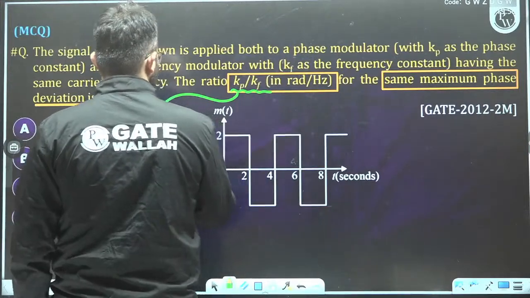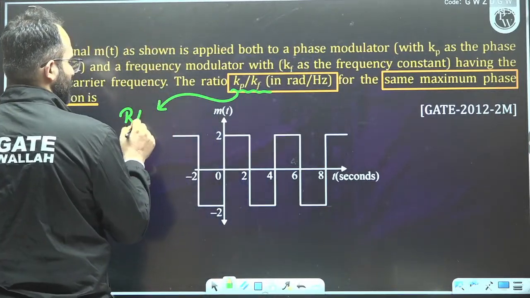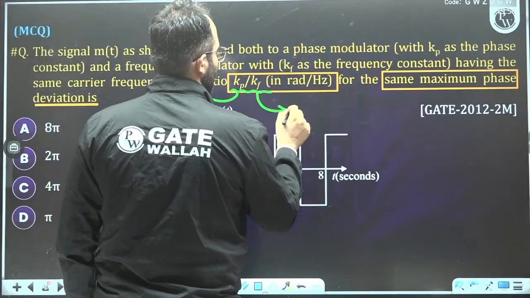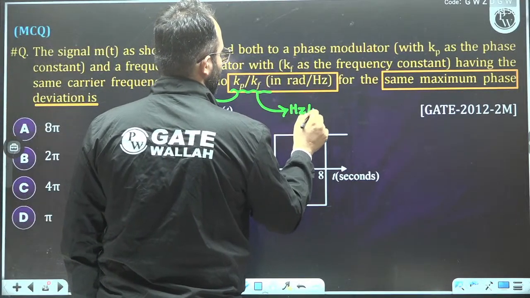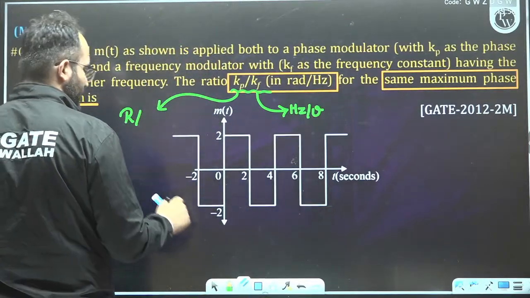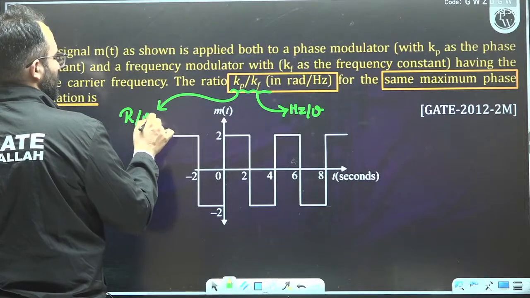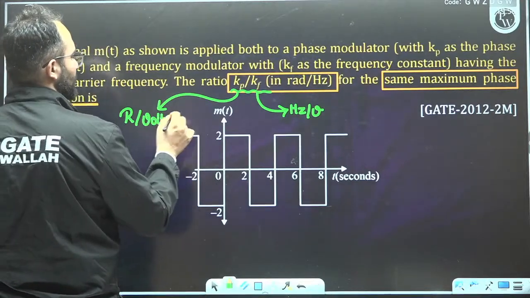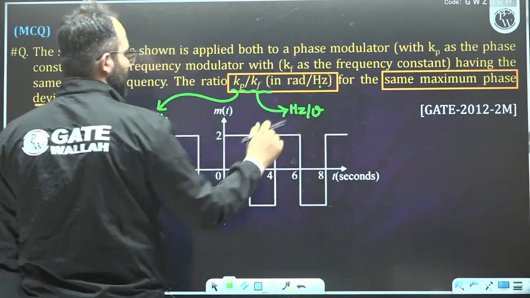We can see that Kp is in radian per volt, and Kf is hertz per volt. Sorry, not radian per second, it is radian per volt. You can see that since here it is written hertz, that's why Kf is in hertz per volt.